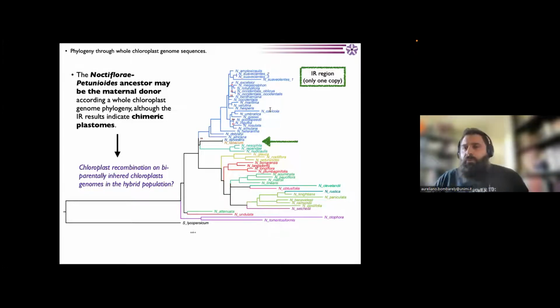And well, we think that we may have some chimeric plastomes. It's one possibility, but having chimeric plastomes means that you first need to have a hybrid, and of course we know that Suaveolentes come from a hybrid. Second, you need to have this recombination of the chloroplast, and the most important thing is that you need to have biparentally inherited chloroplast genomes, okay? And that may not be so easy.